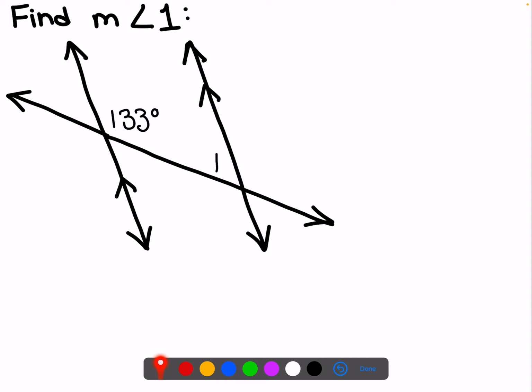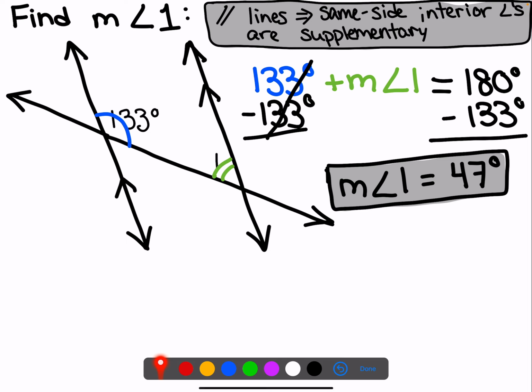So the relationship between these two angles is that they are same side interior angles. And we know same side interior angles are supplementary. So 133 degrees plus the measure of angle 1 is equal to 180 degrees. Therefore, the measure of angle 1 is equal to 47 degrees. If we have parallel lines, that implies same side interior angles are supplementary.